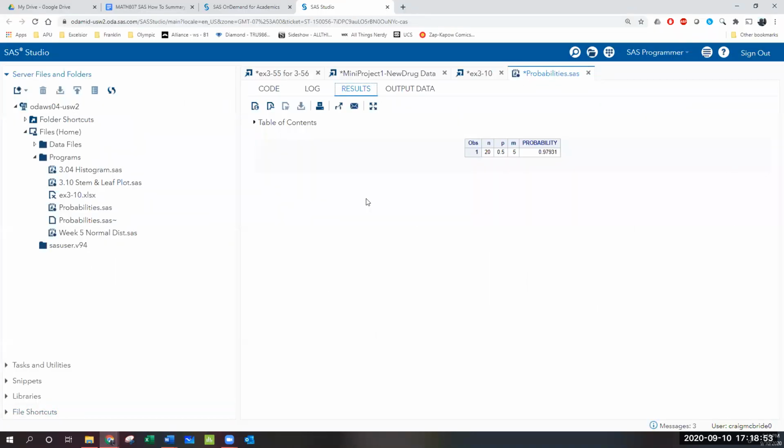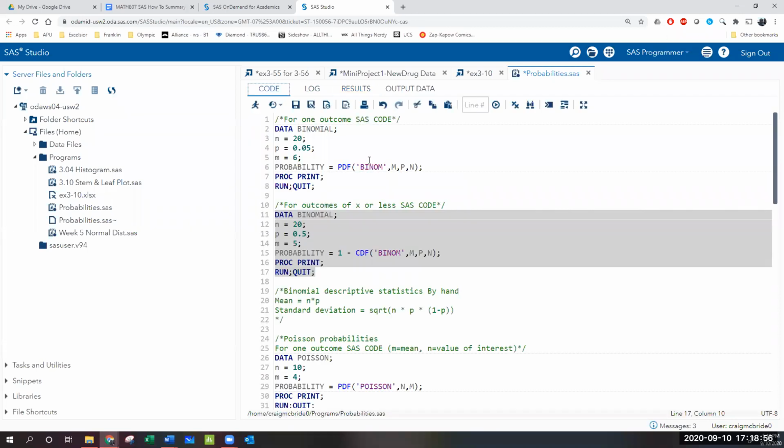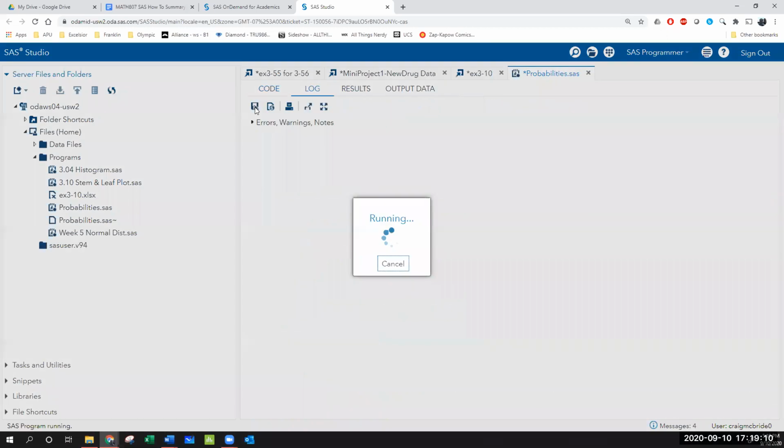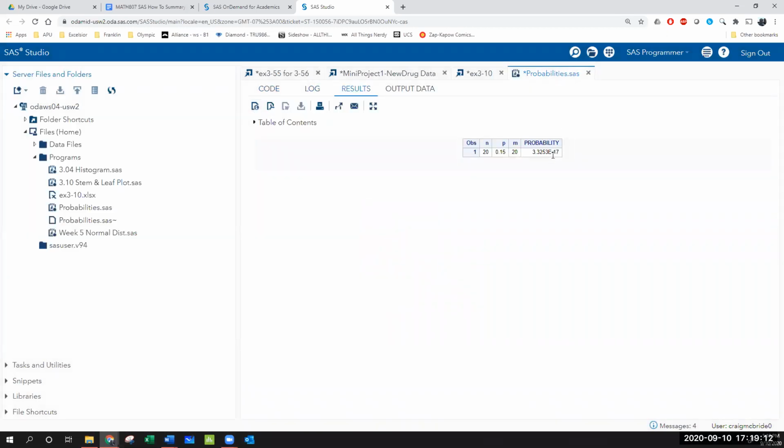Let's see, sometimes it won't even give it to you. So let's do all 20 of them. All 20 of them are good. Yeah, and see how it gives it to you with the E? So that's scientific notation. So that means your answer is basically 0. It's a decimal point with 16 zeros and then 3. So it's basically 0.